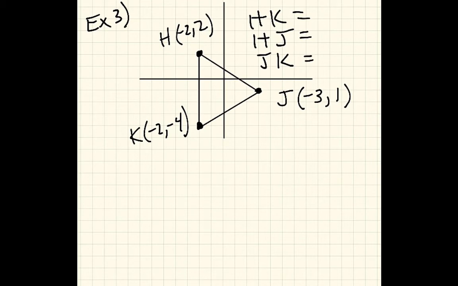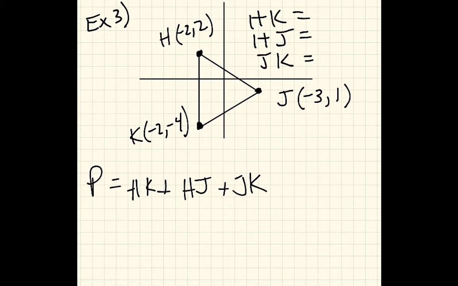And I understand that the perimeter is simply going to be adding up those 3 sides. The perimeter is going to be HK plus HJ plus JK. So I'm using those labels to represent the 3 sides that I need to add together. So I'm going to do the distance formula by using the sketch method. So let's find HK first.